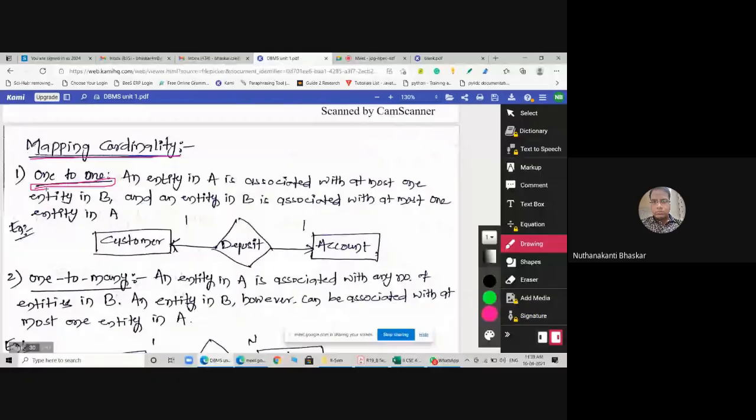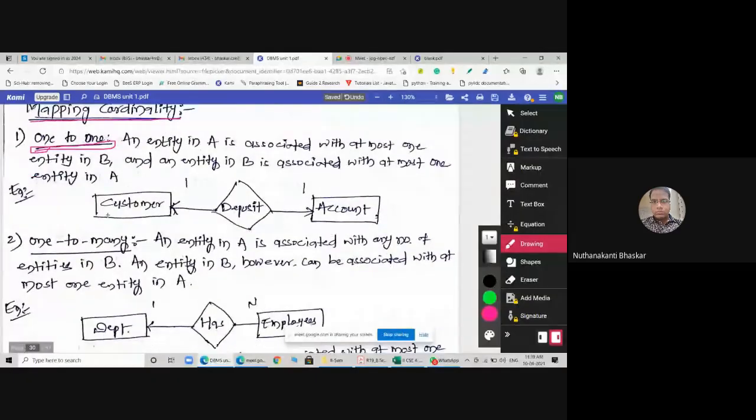First example, one to one. If you understand this one to one first, then you can understand the remaining. Here, directly I will go with the example. Customer deposit account. Here, customer is an entity, account is an entity, deposit is a relationship. How many customers here are going to deposit how many accounts? Here, customer is going to deposit only his account, means only one account. Yes or no?